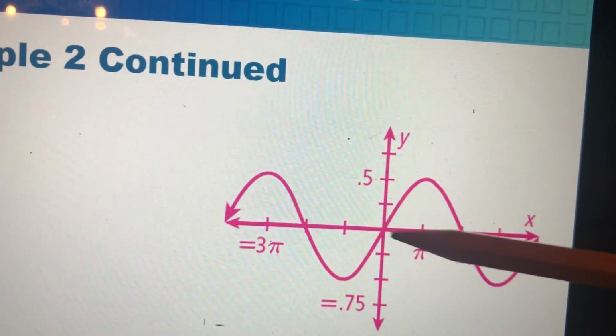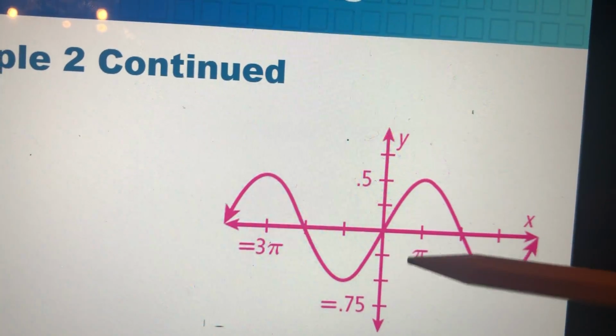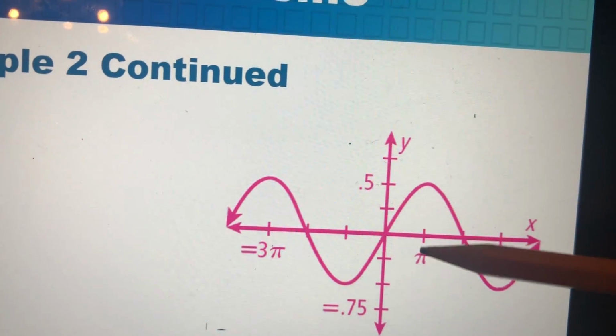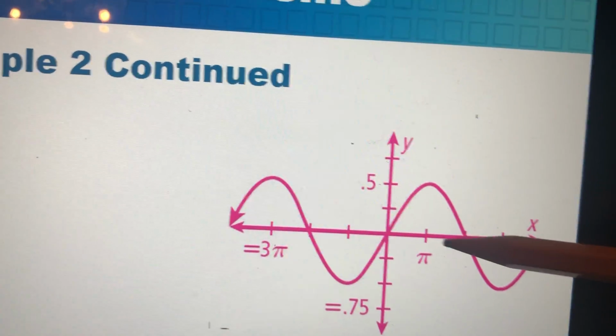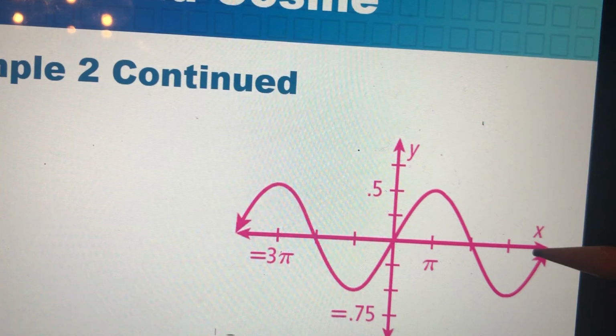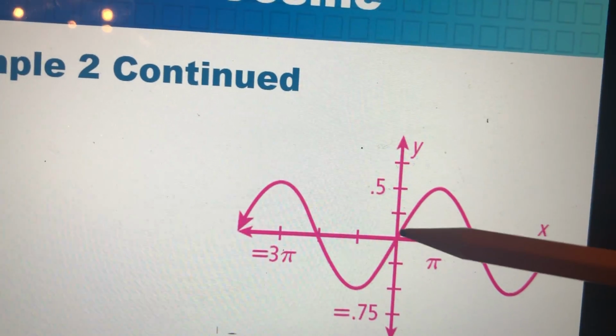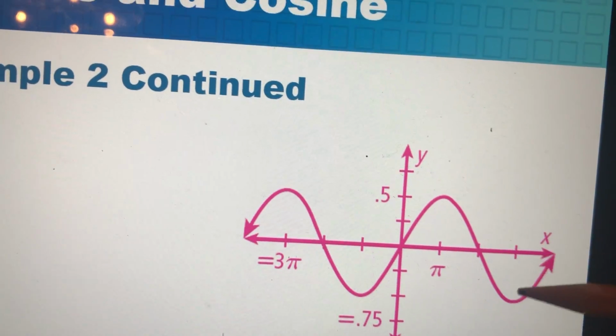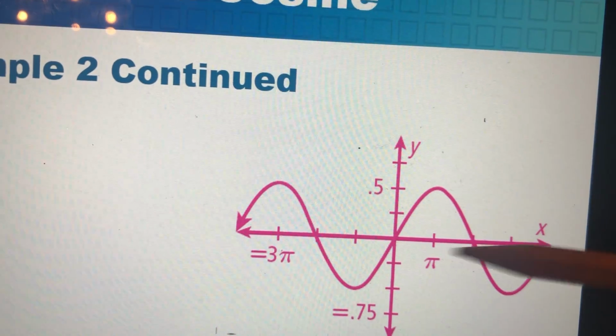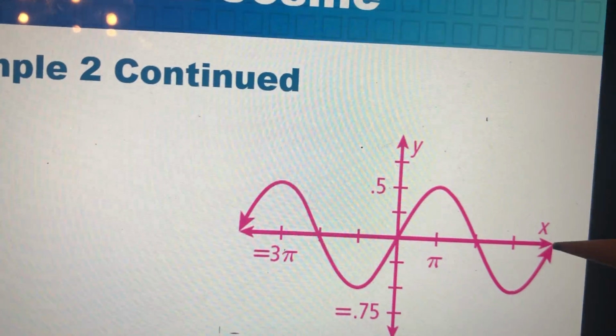So how long is that? This is 1 pi, right? Each one of these tick marks represents pi. So 1 pi, 2 pi, 3 pi, 4 pi. Do you see that? So that's why you got a 4 pi as your period, okay? It went from here to here as one cycle.